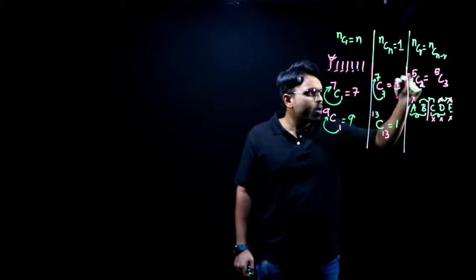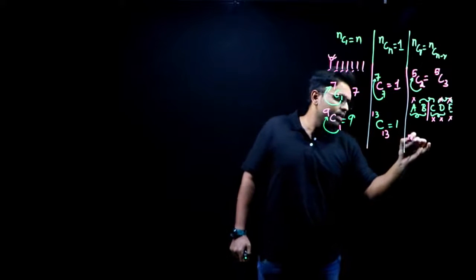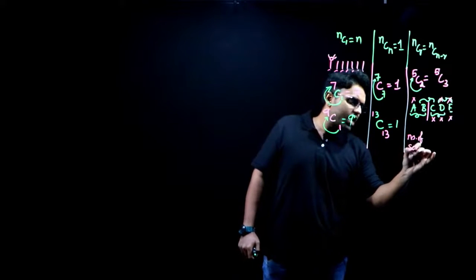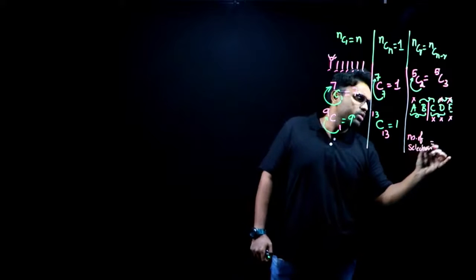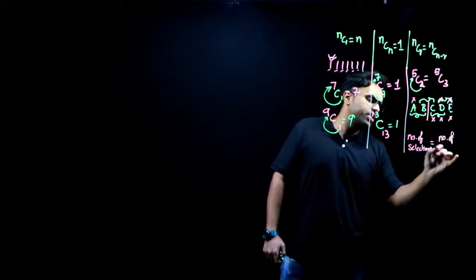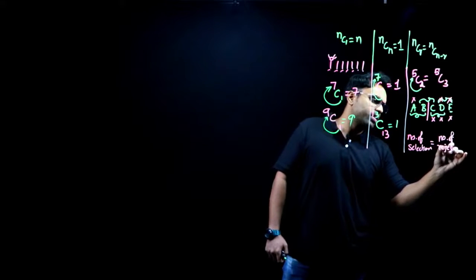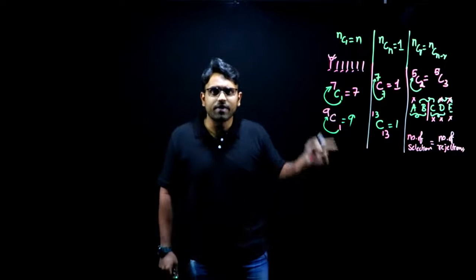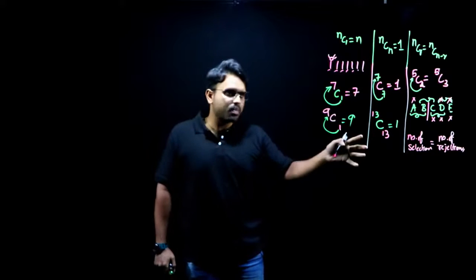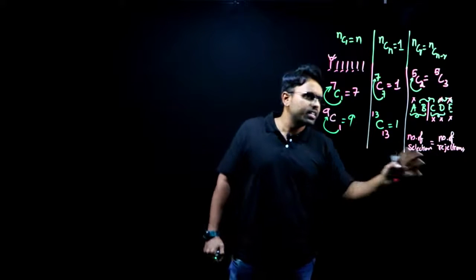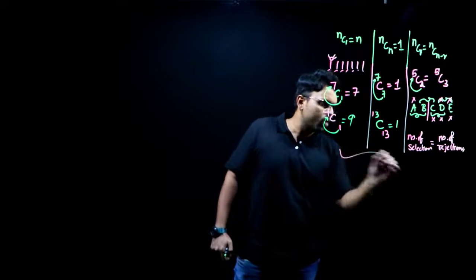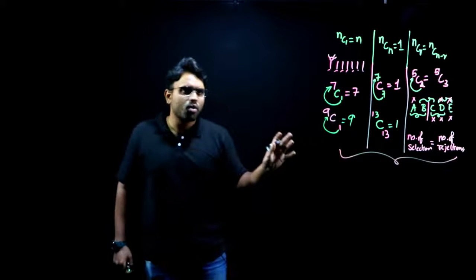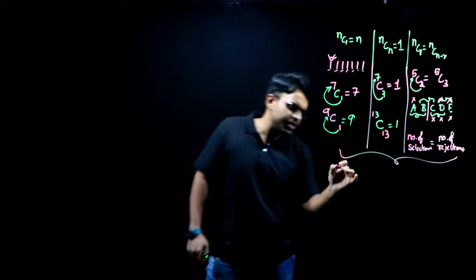So my number of selections is equal to what? Number of rejections. Number of selections is equal to number of rejections. Okay. This part, everyone could understand the identities here. Are you okay with this? Now, let's move to the calculation part.